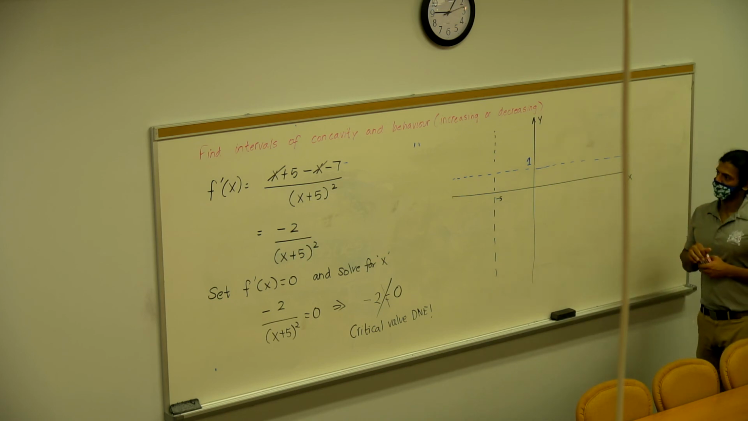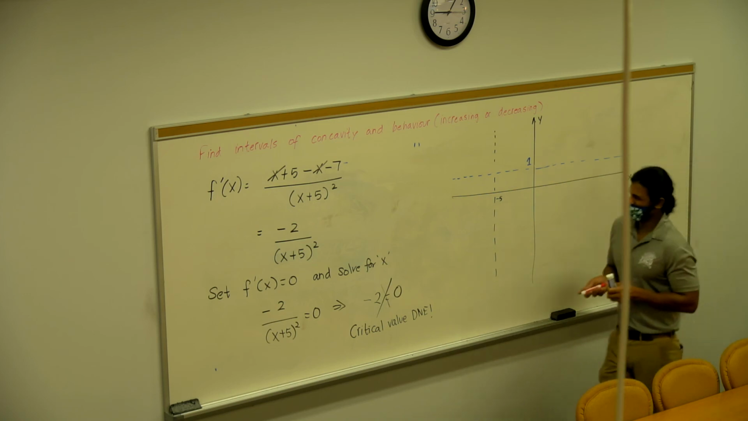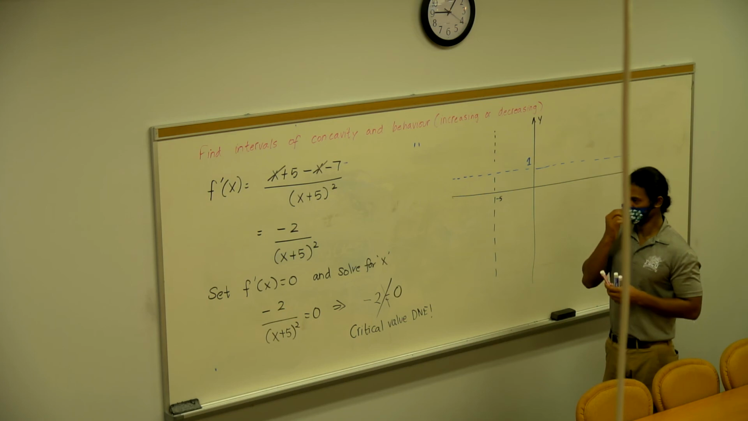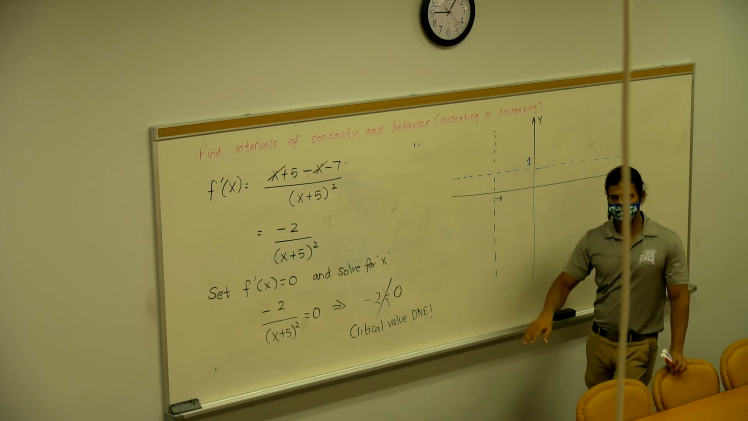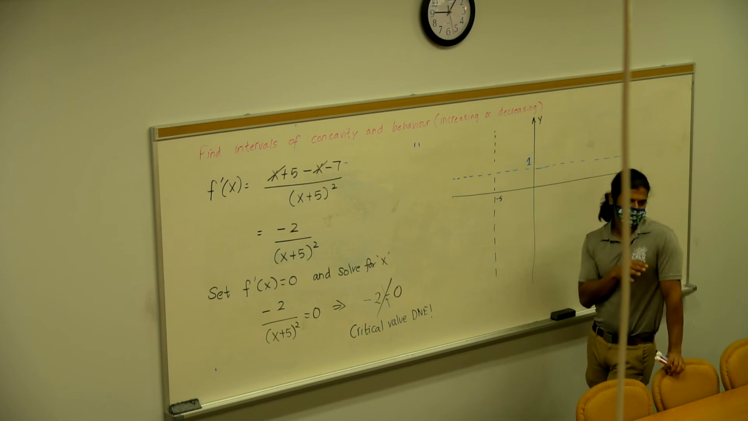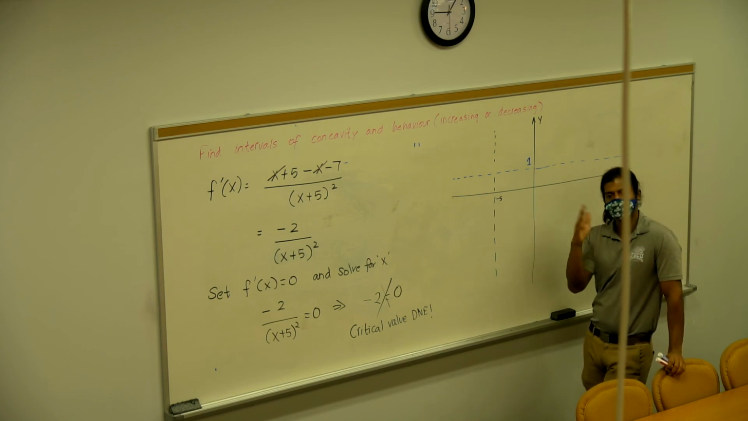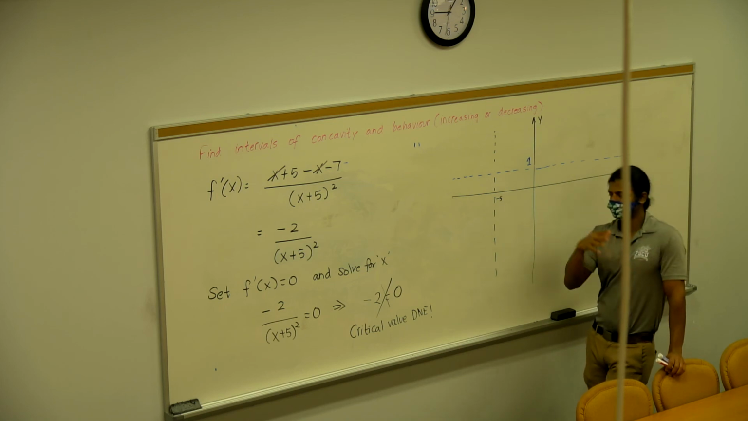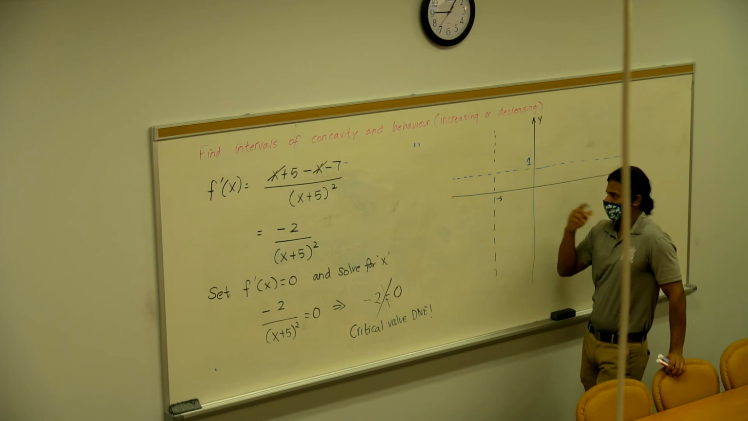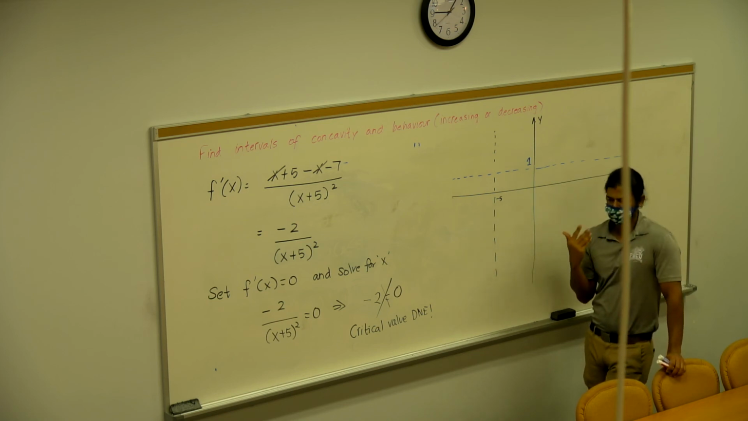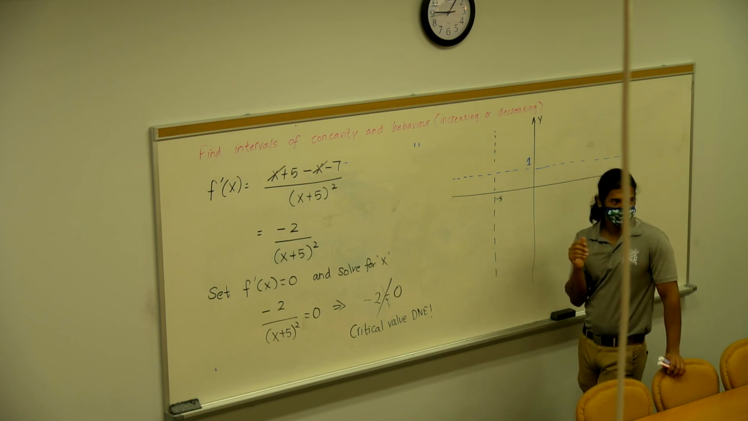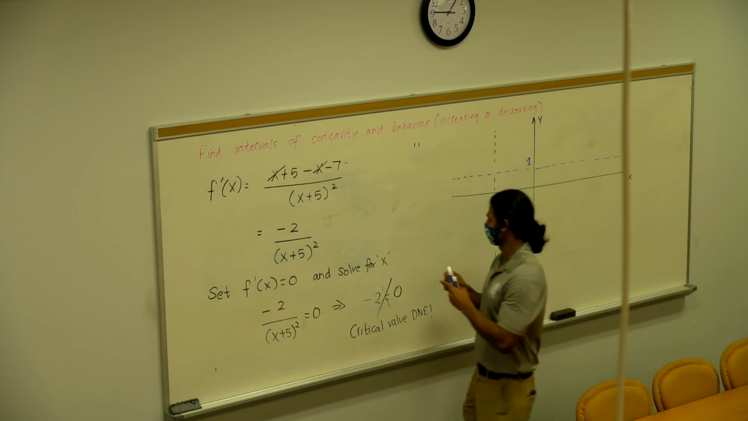Pick an easy number, because we are trying to see the behavior of the function using the derivative. You don't have to necessarily look for the critical value, because critical values tell you if there is a minimum or a maximum. But in this case, all we have are asymptotes. So pick an easy number less than negative 5. Negative 6.